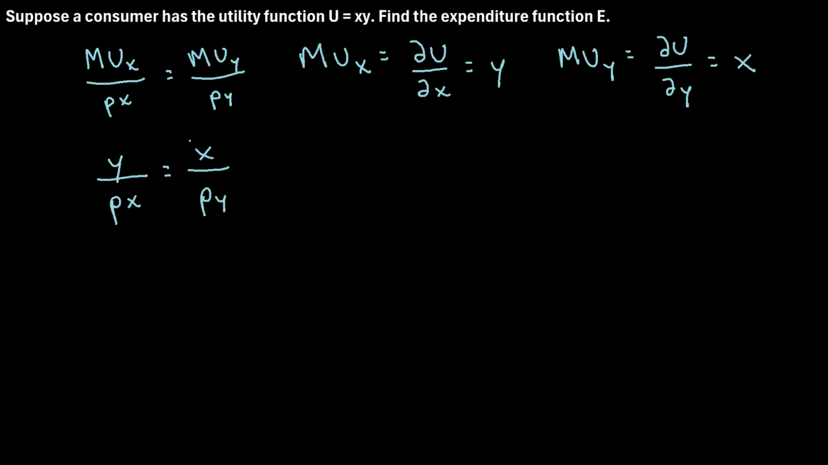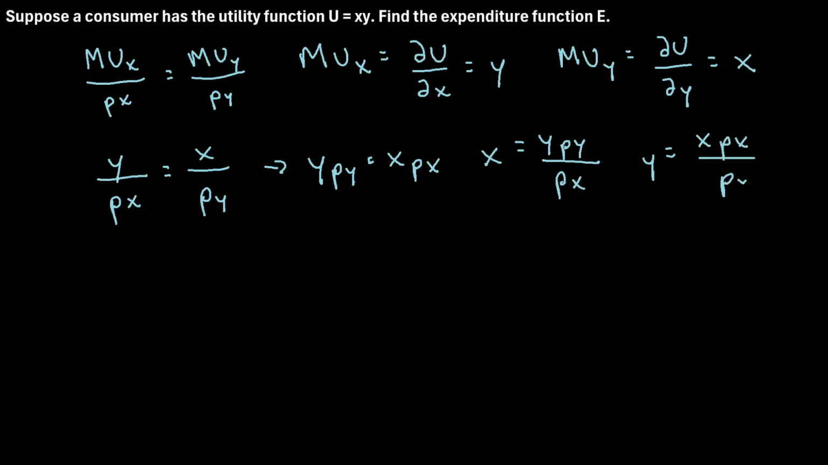of y. Now we can easily solve for x and y by cross multiplying and setting these values equal to each other. So we will find that y times the price of y is equal to x times the price of x. So it's easy to see that x is going to be equal to y times the price of y divided by the price of x, and y is going to be equal to x times the price of x divided by the price of y.